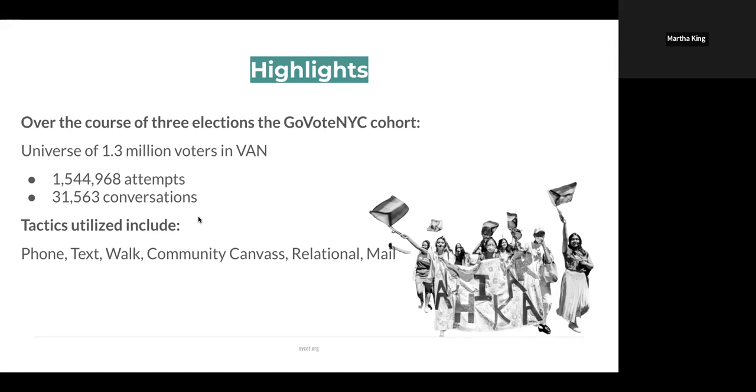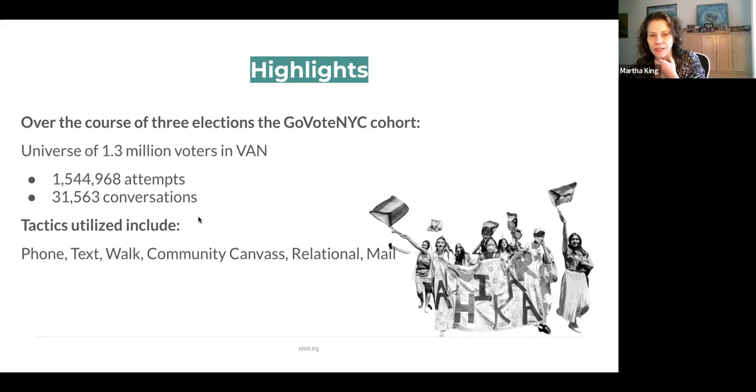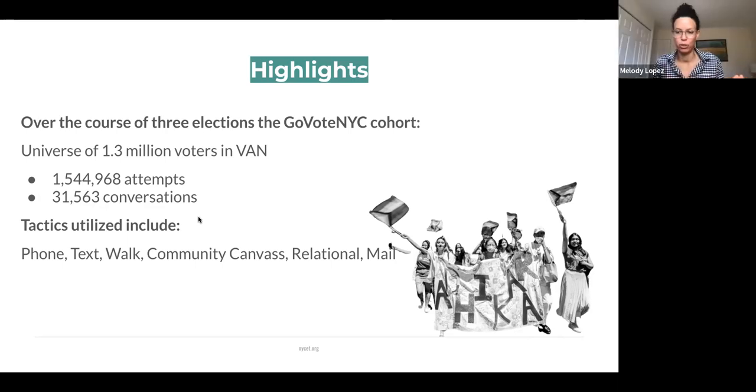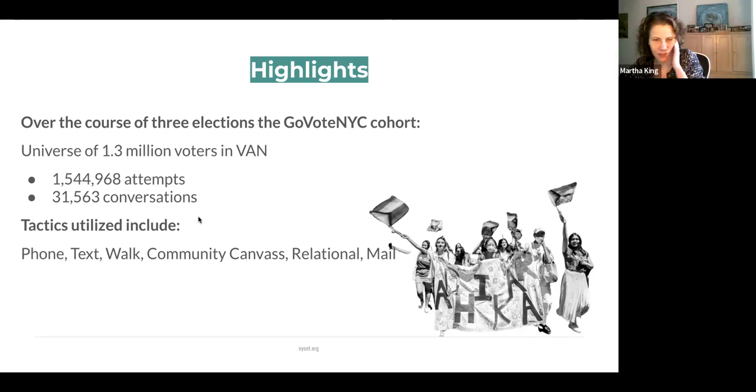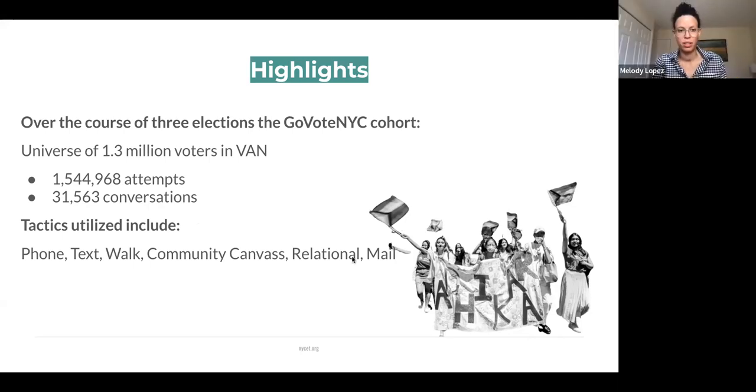Melody, yeah. Just the 1.3 million, that's the unduplicated number, right? Yes. It's not, there's no duplication in that number at all. Those are individuals. Those are individual voters. Okay. Thanks. Okay. Any other clarifying questions? Okay. Cool.